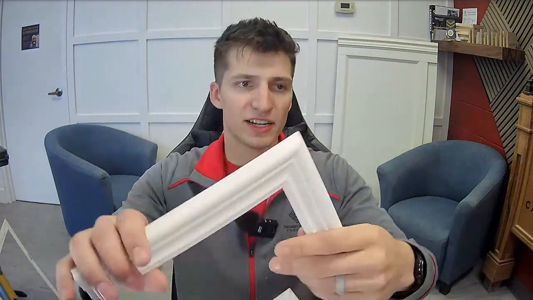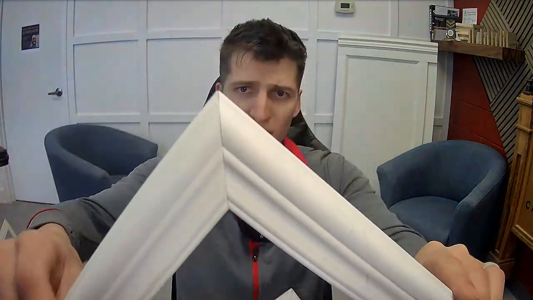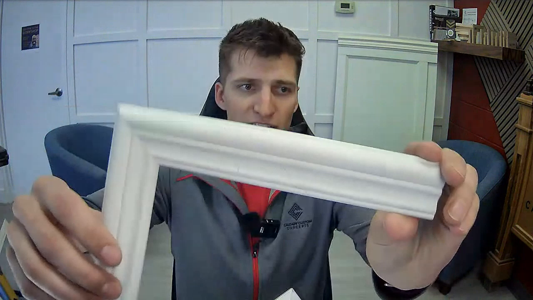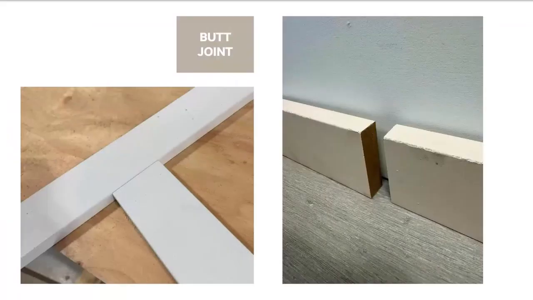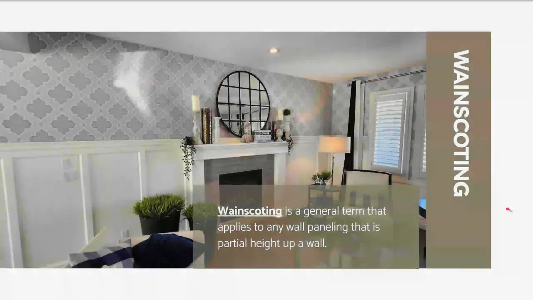And then we can see that again on this piece of trim, miter joint, 45 degrees. And on any picture frame molding, that's what we're going to have as well. It's going to be made up of miter joints.